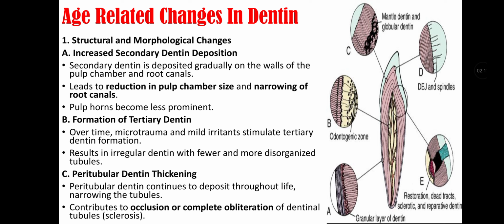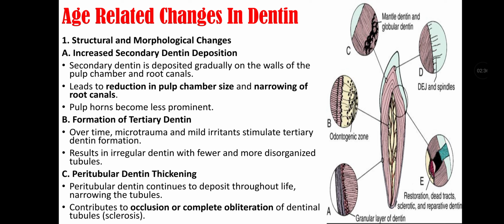Age-related changes in dentin. First are structural and morphological changes. There is increased secondary dentin deposition, as secondary dentin is deposited gradually on the walls of the pulp chamber and root canals. It leads to reduction in pulp chamber size and narrowing of root canals. Pulp horns become less prominent.